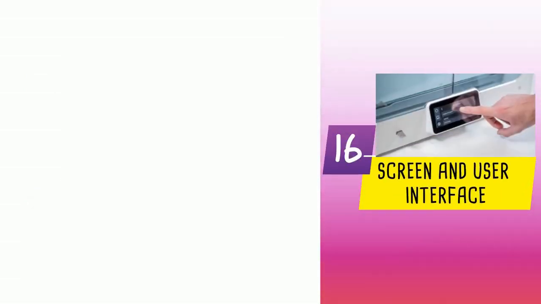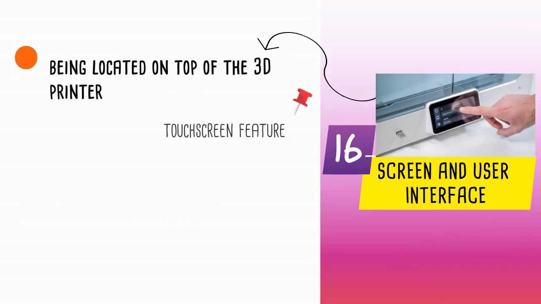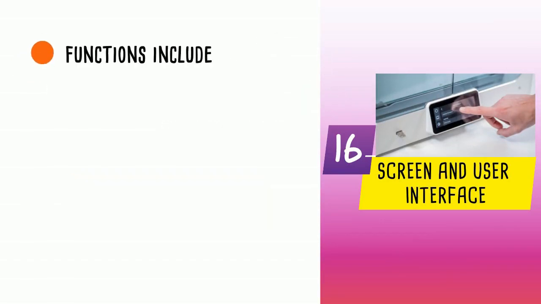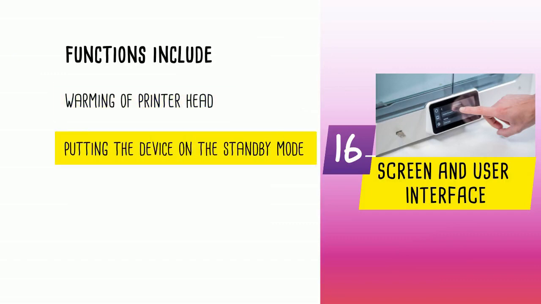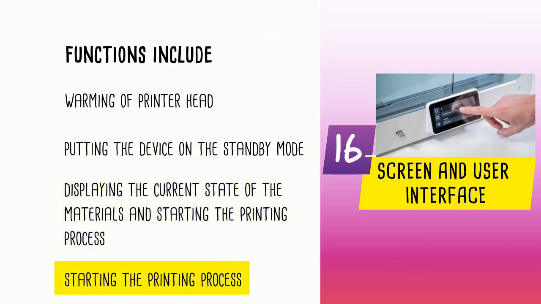Screen and user interface. Usually located on top of the 3D printers with a touch screen feature, allowing users to perform a range of functions within the printer. Those functions include but are not limited to warming the printer head, putting the device on standby mode, displaying the current state of the materials, and starting the printing process.